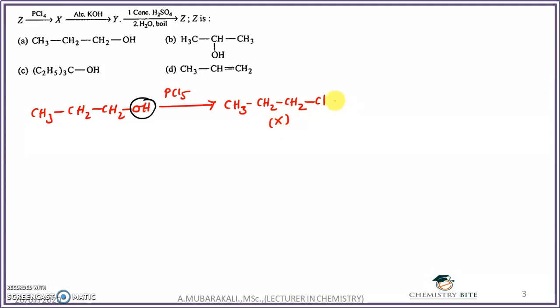When it reacts with alcoholic KOH, what is the role of this reagent? This reagent is used for dehydrohalogenation. From here I have to remove the HCl. After removing the HCl, I will get the product CH3CH=CH2. So here I am getting Y.